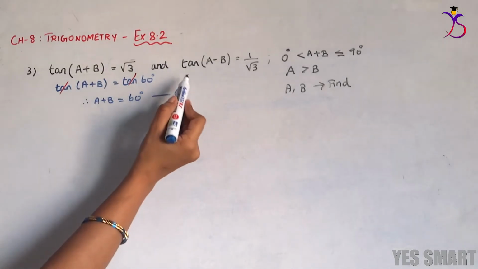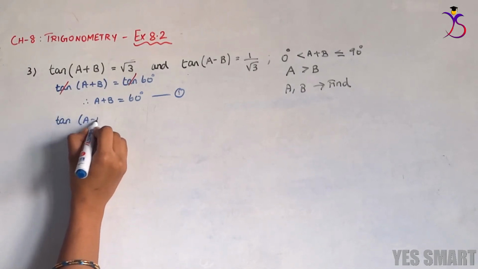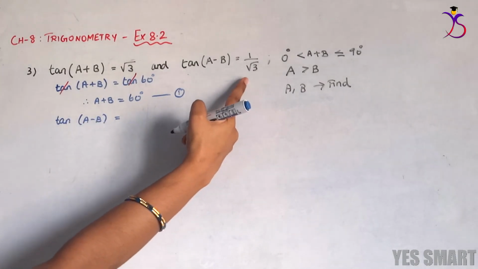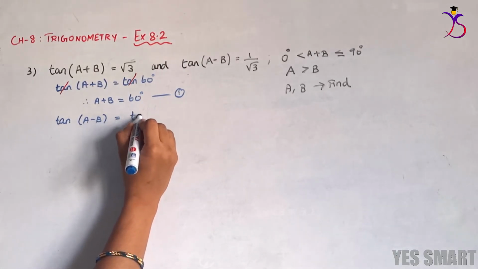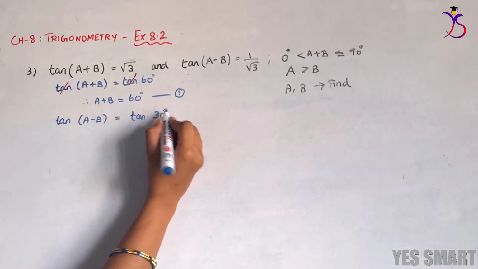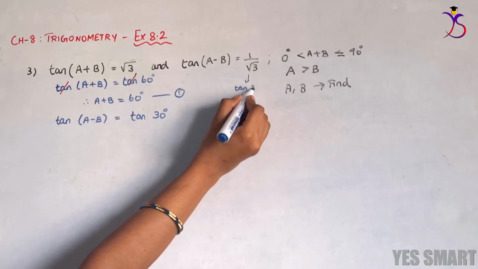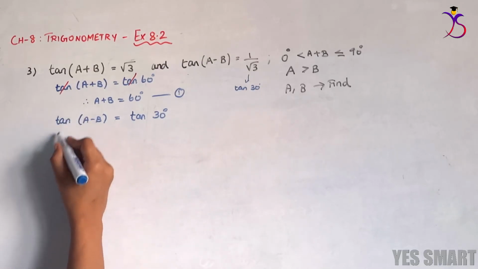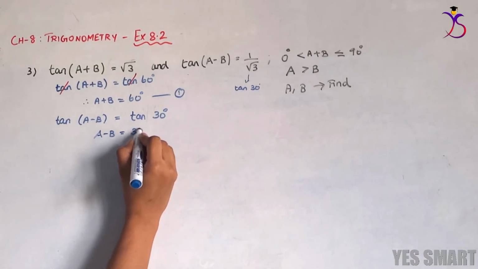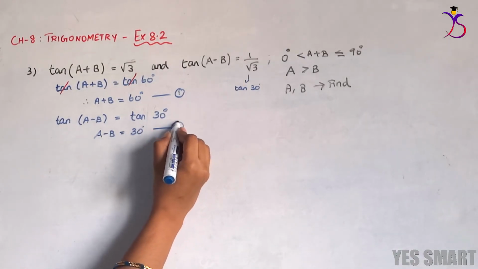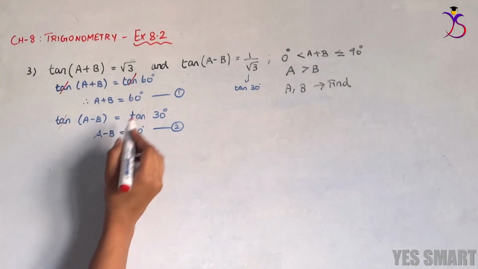Now tan (a minus b) equal to 1 by root 3. So the value of 1 by root 3 can be written as tan 30 degree, because 1 by root 3 is tan 30. On cancelling the tan on both sides, I will get a minus b equal to 30 degree. Let this be the equation 2. Now I'm solving 1 and 2.